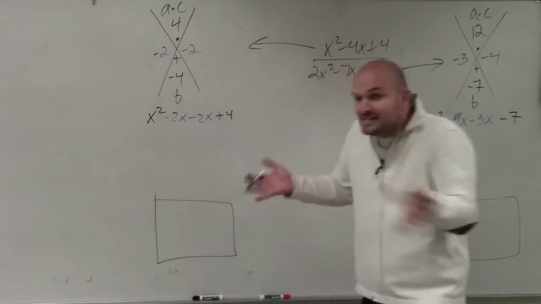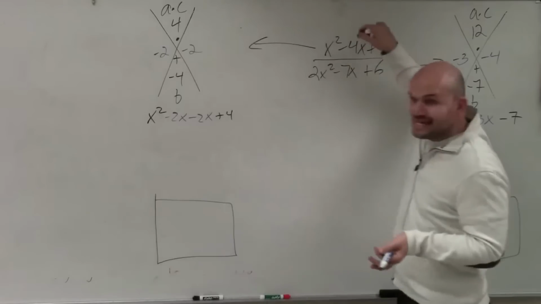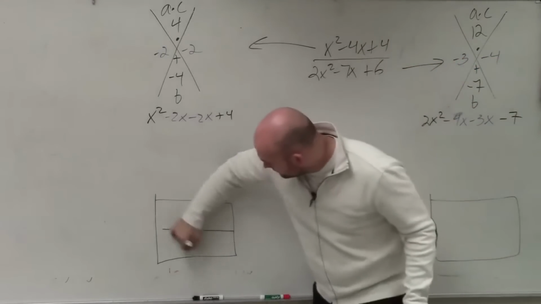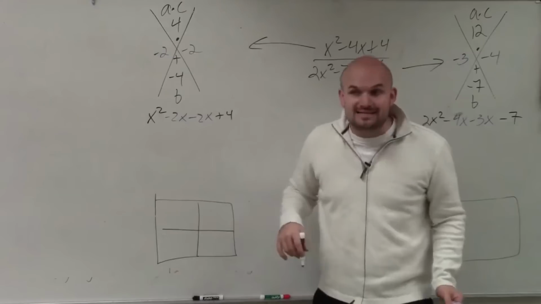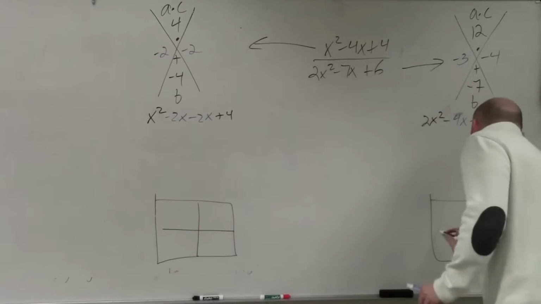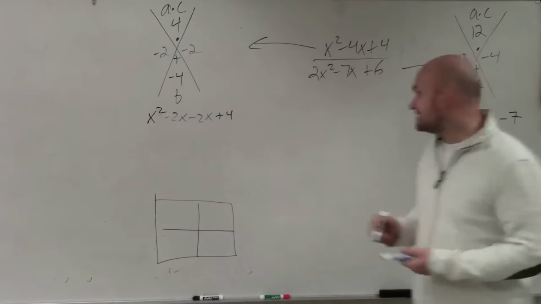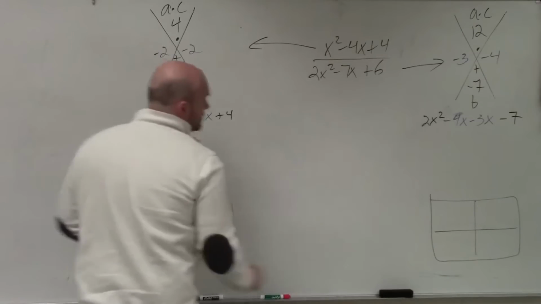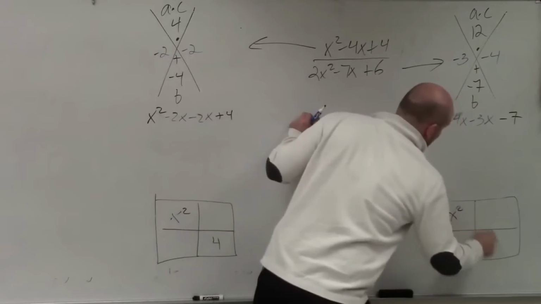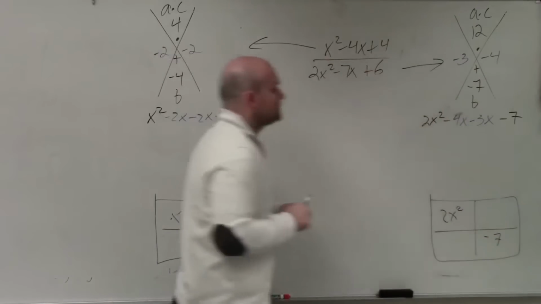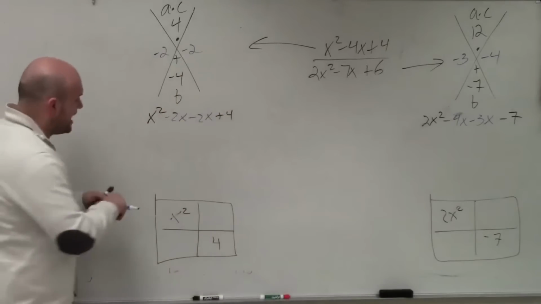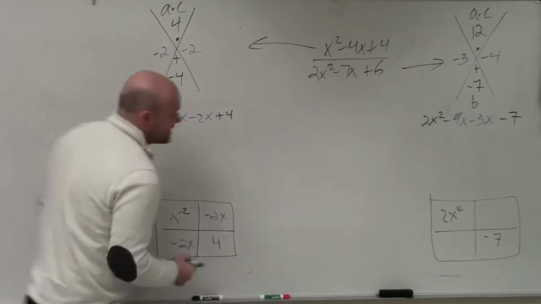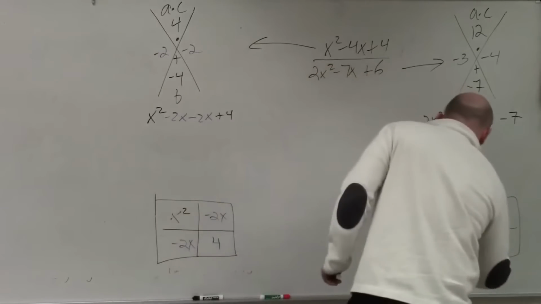The other thing, remember, what is factoring? Factoring is writing this as a product. So this represents an area of a box. Since it represents an area of a box, let's fill in the areas. x squared and 4. 2x squared and negative 7. Now, just like I added my blue areas here, I can fill these areas with a negative 2x and negative 2x. No, you do not have to do the box.